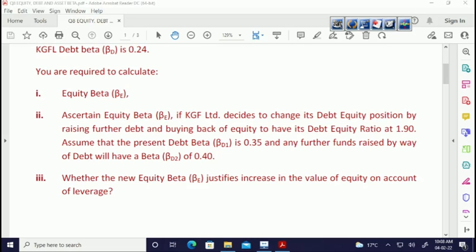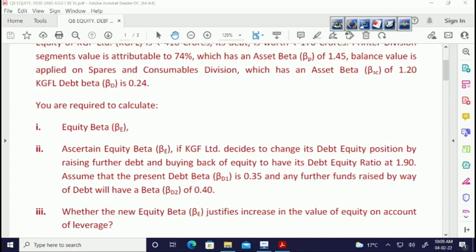The balance sheet size remains the same, 580. Debt equity ratio 1.9. Assume that the present debt beta is 0.35. They've changed it. It was 0.24. So it seems that if the company is taking on new debt, even the existing debt holders are becoming more risky because they are now afraid whether we will get the money. So it's becoming 0.35 instead of 0.24, which was there in the first part.